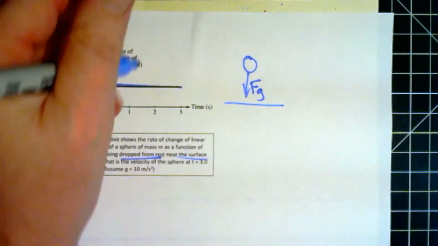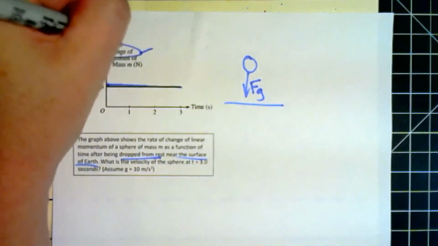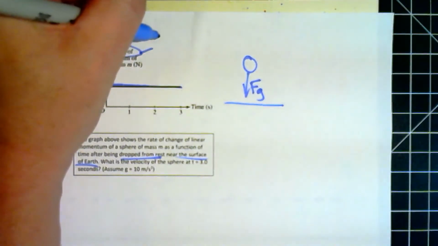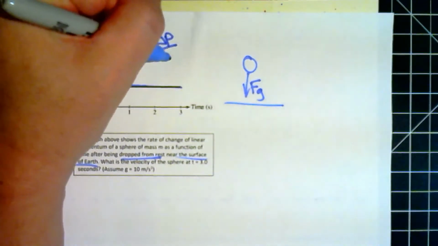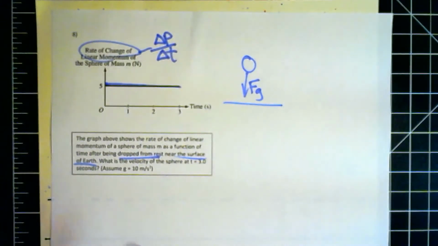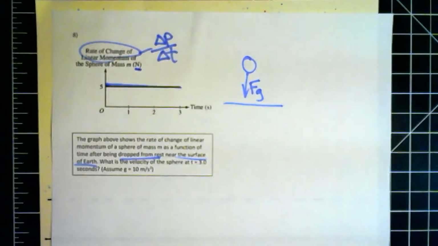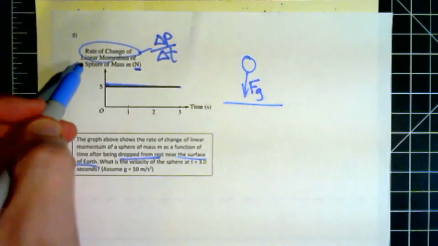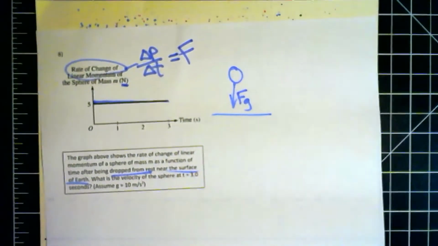The change of linear momentum, this is actually another key point. The rate of change is just how much the momentum changes in time. Well, if you look real close at what it says, the unit is a Newton. So it kind of even gives you a hint that this term, this rate of change of linear momentum, is a force.